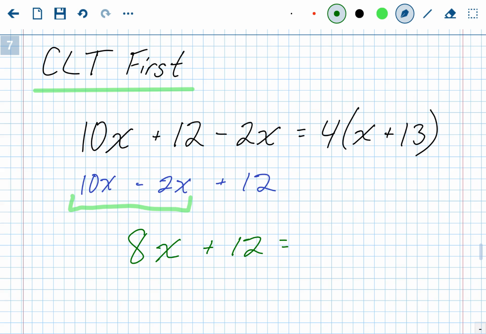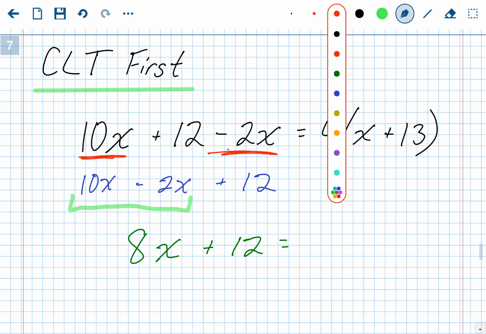You don't have to. If you could recognize that, all right, I got 10x and negative 2x, and I need to combine those like terms, 10x minus 2x is 8x. You don't have to rearrange it, but if it helps, you can group all your x terms together, group all your constant terms together. Either way, you should end up with 8x plus 12 on the left side.